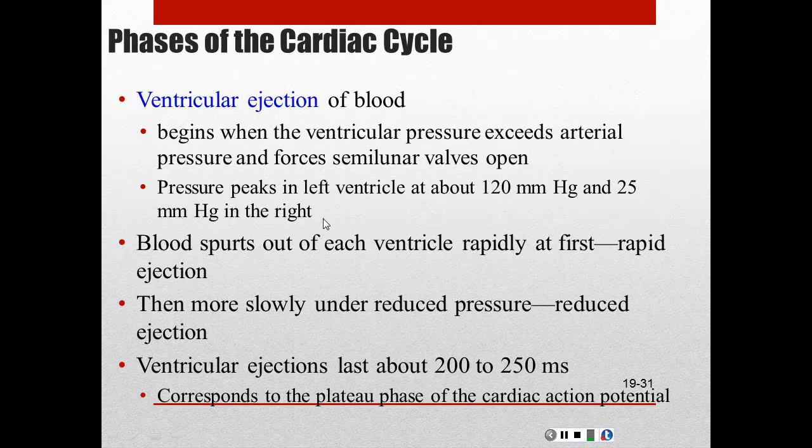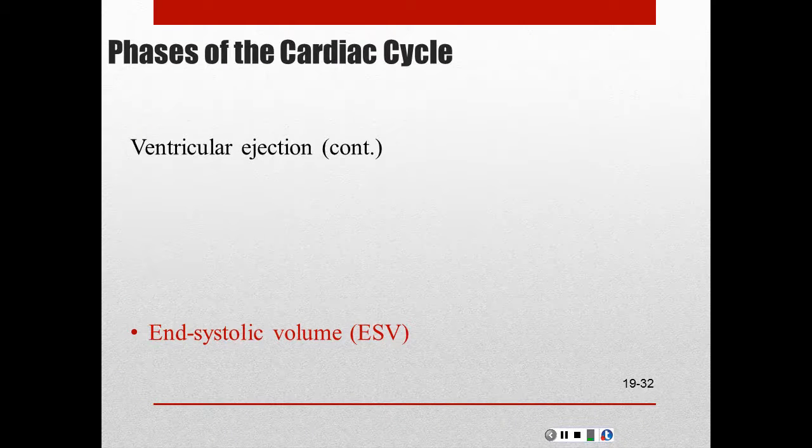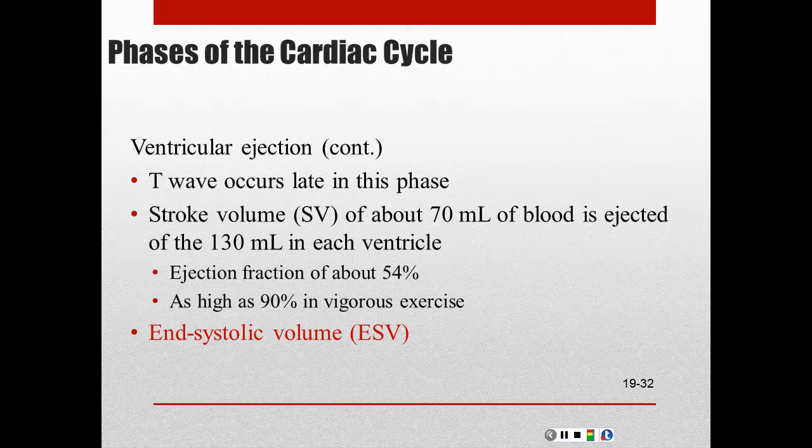Now, blood squirts out rapidly at first, which is the rapid ejection, and then flows more slowly, called reduced ejection. Ventricular ejection lasts about 200 to 250 milliseconds, corresponding to the plateau of the myocardial action potential, but lagging somewhat. Now, the T wave occurs very late in this phase.